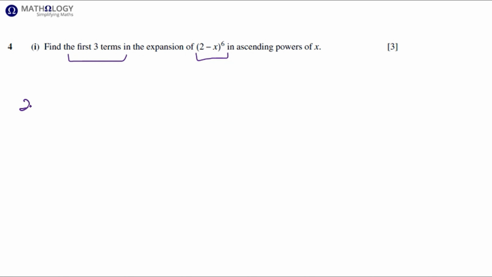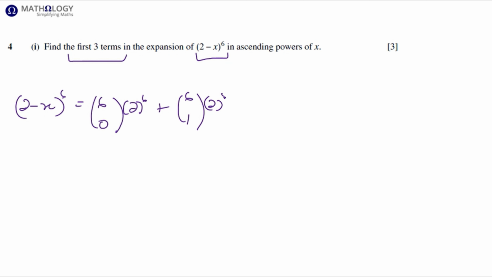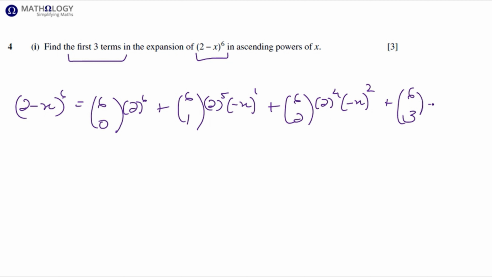So 2 minus x to the power of 6 equals 6 choose 0 times 2 to the power of 6 plus 6 choose 1, 2 to the power of 5 times minus x, we'll just put to the power of 1 there, we don't need to, plus 6 choose 2, 2 to the power of 4 times minus x squared, and we can continue with 6 choose 3, 6 choose 4, etc. But we only need the first three terms, so it doesn't make much sense to expand this entire binomial.